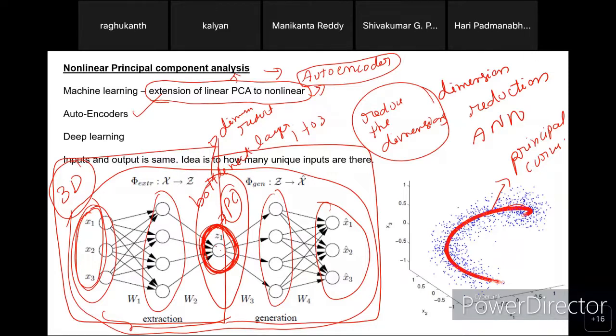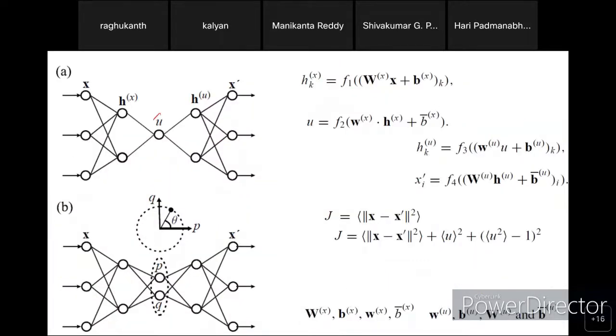But what we are interested in is the bottleneck, that's the reduction of the dimension. So that is what we are interested in. U is our interest. So input is X, output is also X, but of course it's approximated, so that's why we are putting X dash. And these are the hidden neurons.